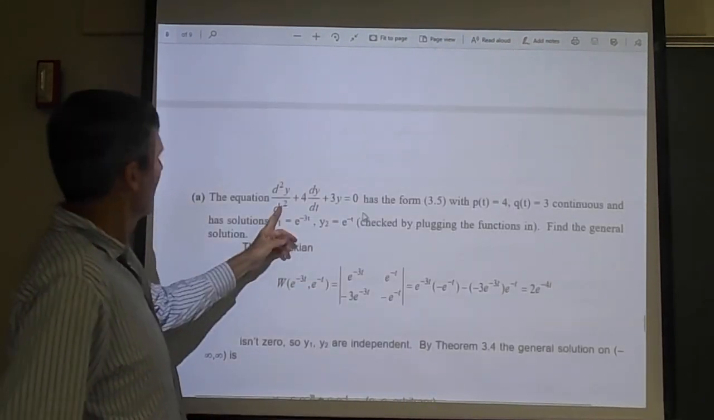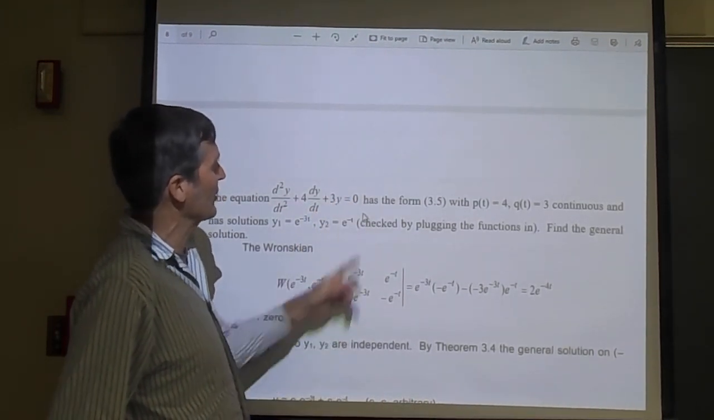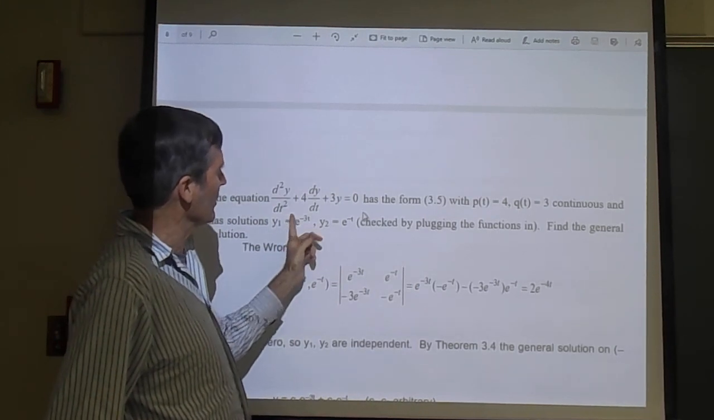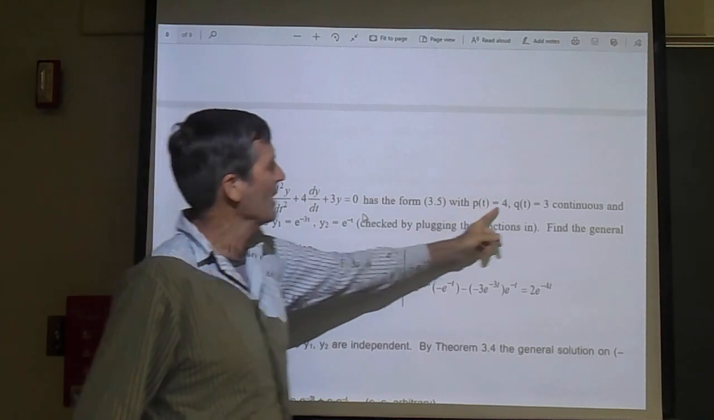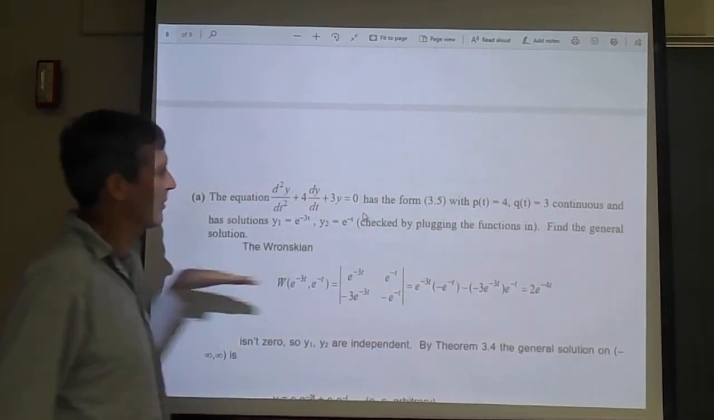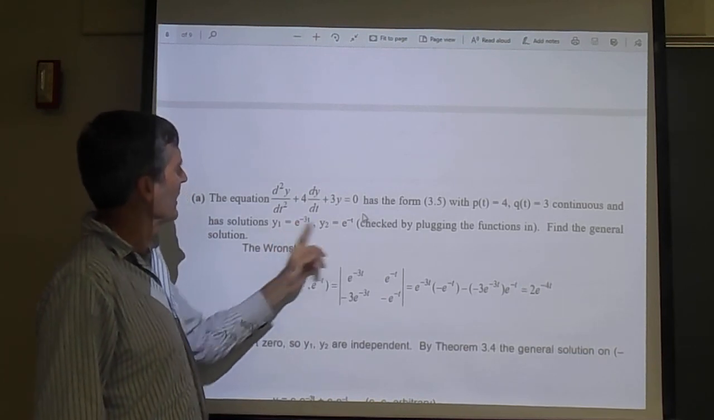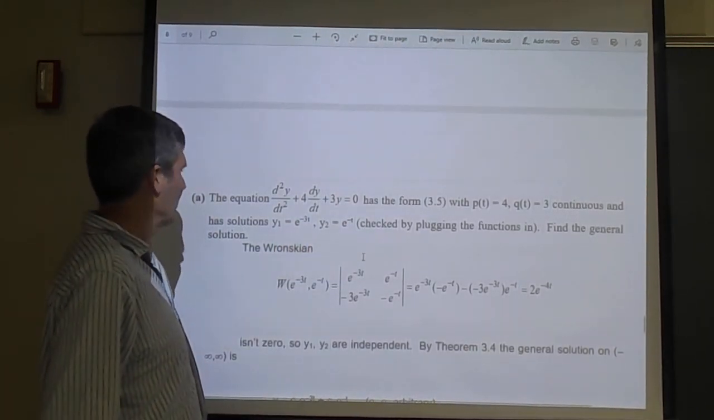Here's an example. d squared y dt squared plus 4 dy dt plus 3y equals 0 has the form of a linear second order homogeneous equation in standard form. The coefficients 4 and 3 are constant functions, so they're certainly continuous. They're horizontal lines, right? And we notice by plugging in that e to the minus 3t and e to the minus t are solutions. What's the general solution?